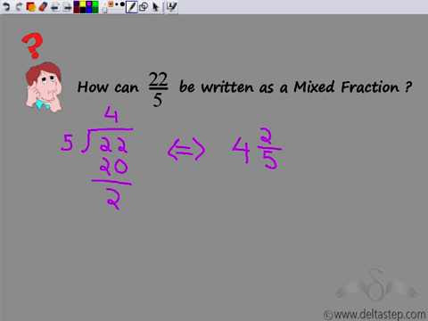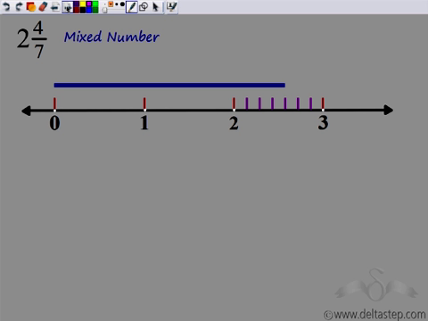Now I've seen how I can convert improper to mixed. Now can I convert this mixed number back to improper? So let's look at this mixed number, which is 2 4 by 7, which is represented by this blue line. So this blue line actually represents this number, which is 2 4 by 7. 2 whole units, 4 by 7, that means if I divide this unit length into 7 equal parts, 4 such parts gives me 2 4 by 7.